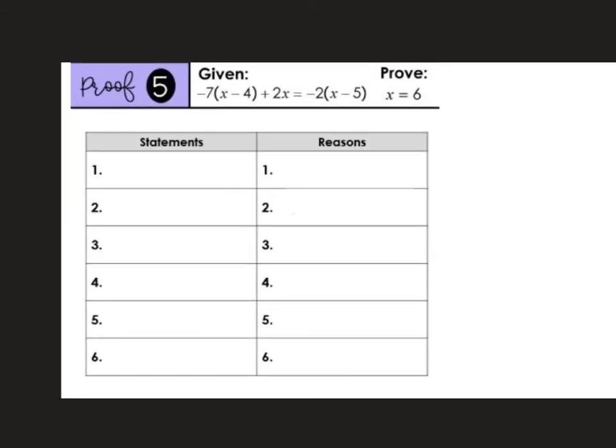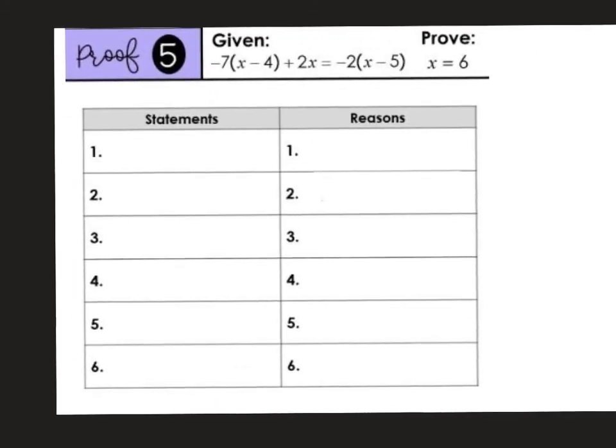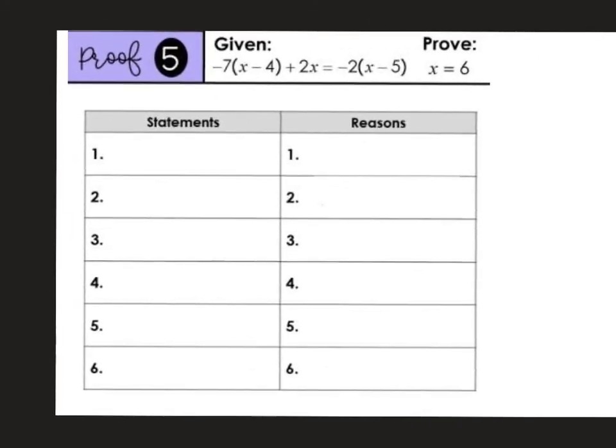One last one. This one's a monster. We know that our first reason is given. Always. And what are we given? We're given -7 times the quantity x minus 4 plus 2x, I'm running out of room, I write too big, equals -2 times the quantity x minus 5. Barely. Okay. And we want to prove our last step should be x equals 6, right?